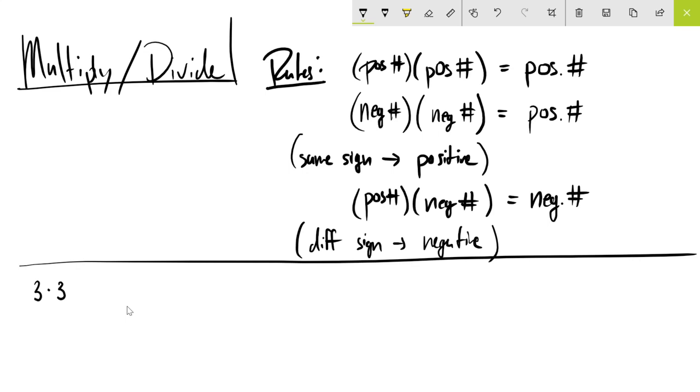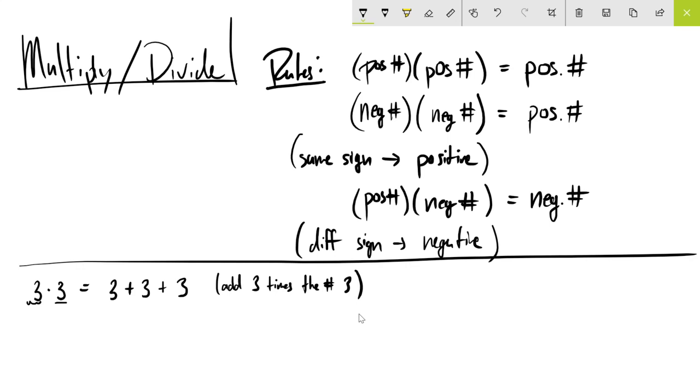Take 3 and add it to itself how many times? 3 times. So multiplication is just a shorthand for repeated addition. So this is supposed to be 3. This is like a shorter way of writing 3 plus 3 plus 3. Okay? What's happening here is this 3 right there is saying add 3 times, and right here, it's telling you what to add.